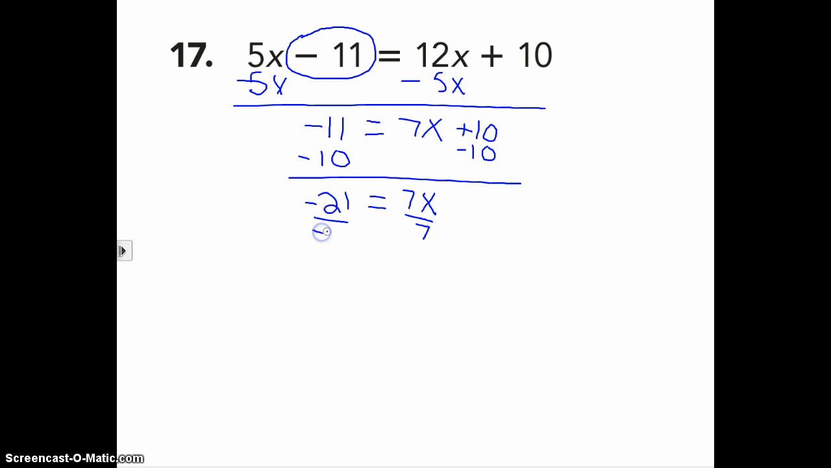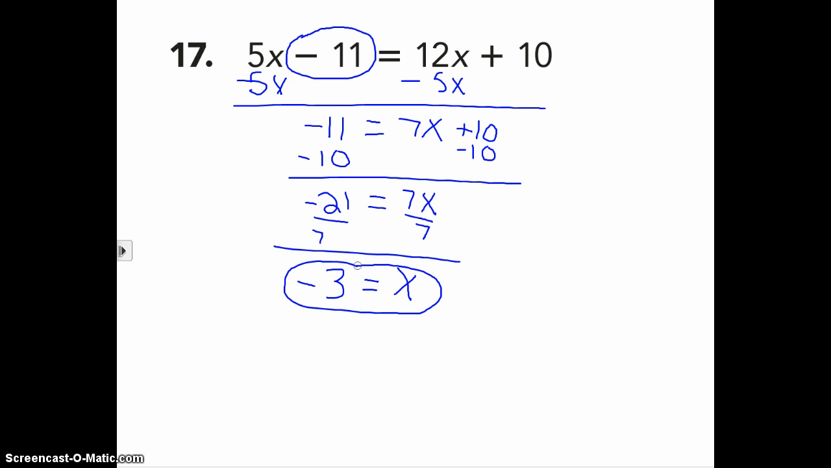So I'm going to divide both sides by 7. I know negative divided by positive is negative, and 21 divided by 7 is 3. And the 7 divided by 7 is 1, which leaves me with just x. So I get the solution x equals negative 3.